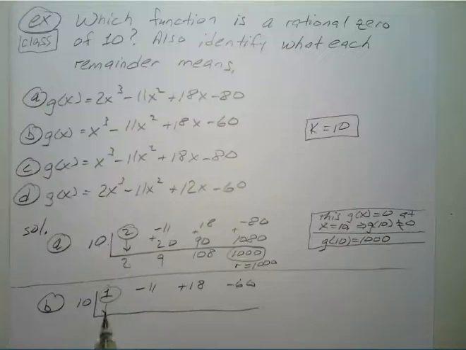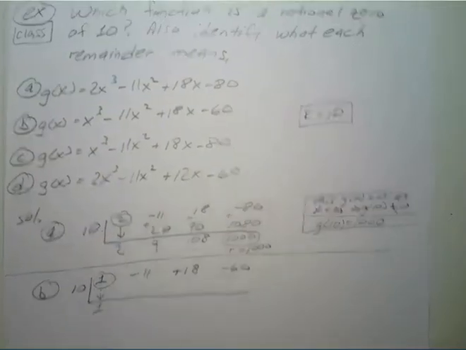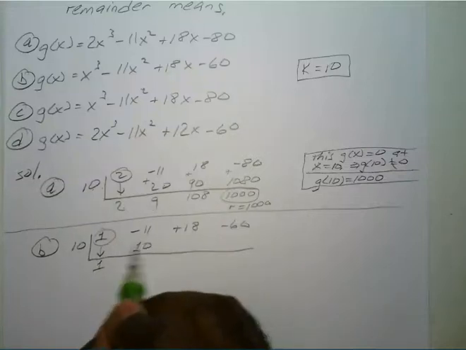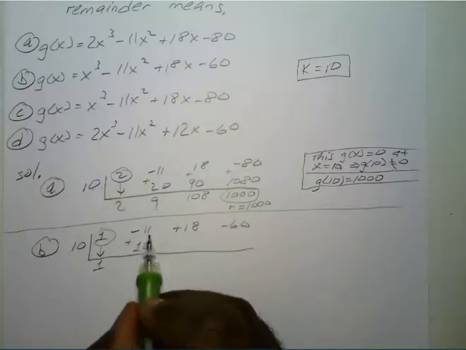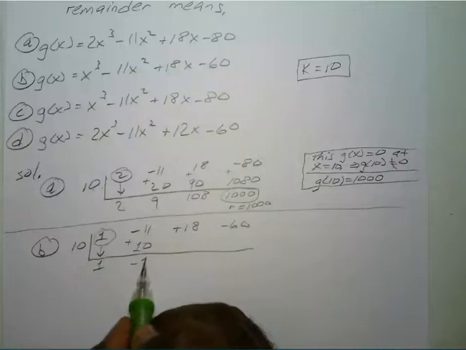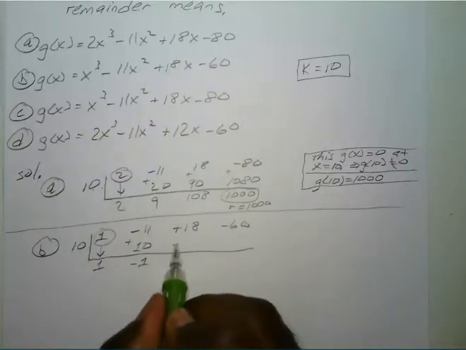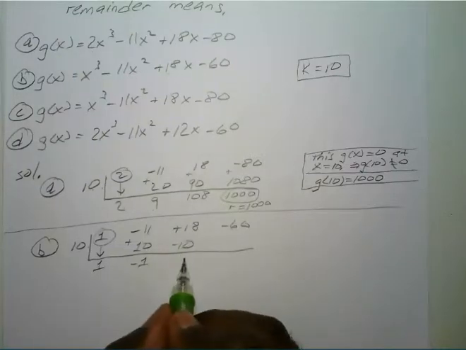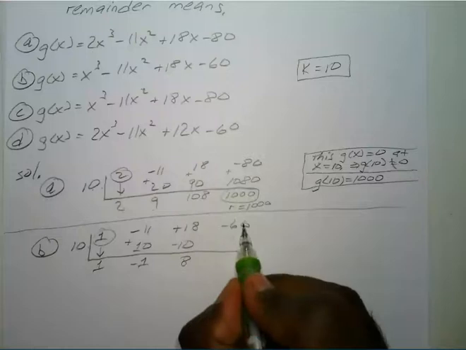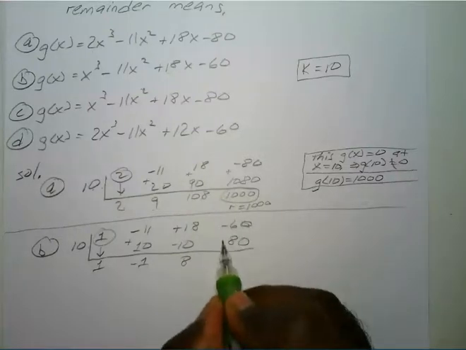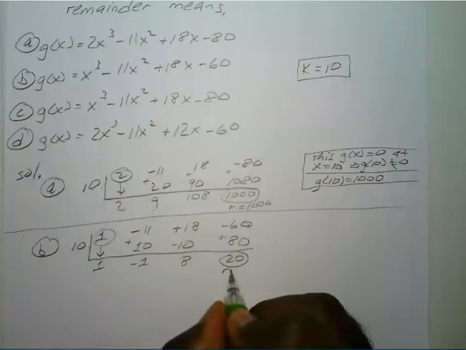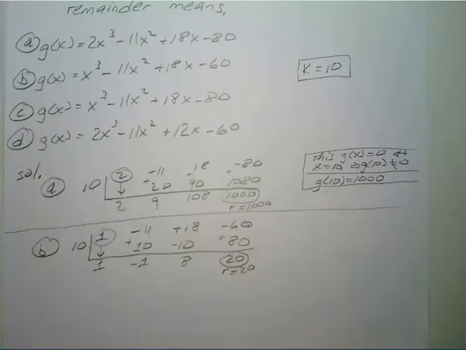Okay, so we bring down our first one. Let me move this up a little bit. 10 times 1 is 10. We go ahead and add them together. Negative 11 plus 10 is negative 1. 10 times negative 1 is negative 10. We add them together. 18 plus negative 10 is positive 8. 10 times 8 is 80. Go ahead and add those together, and we get 20, so our remainder is equal to 20.